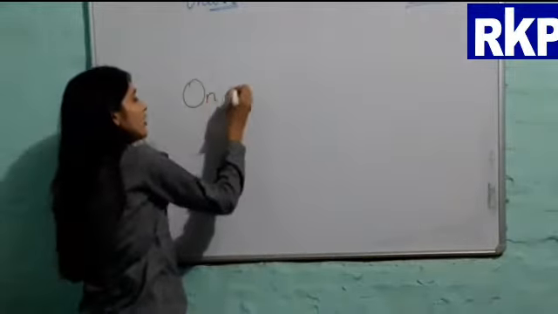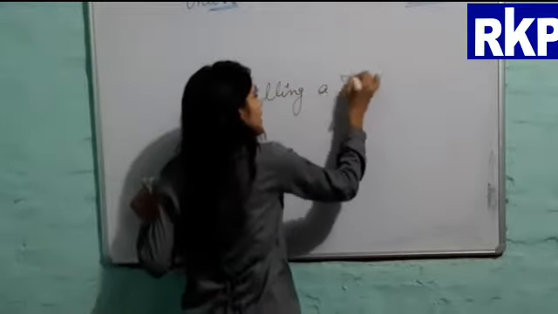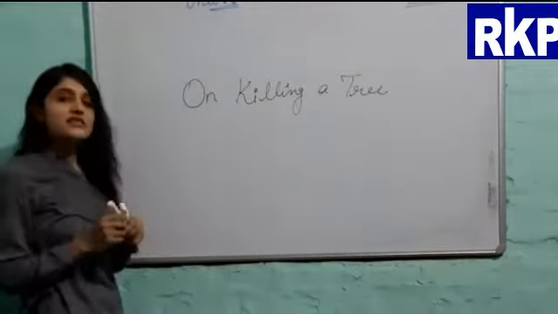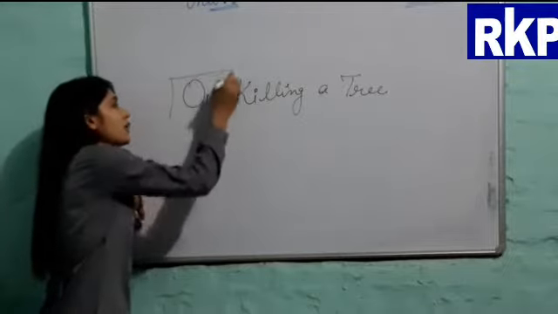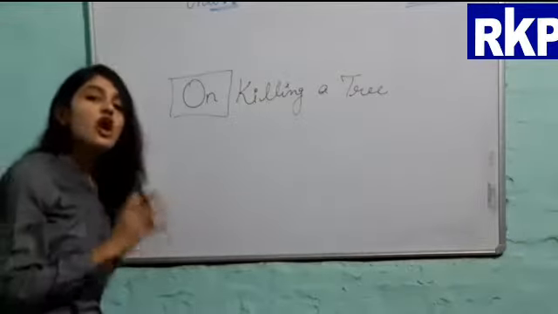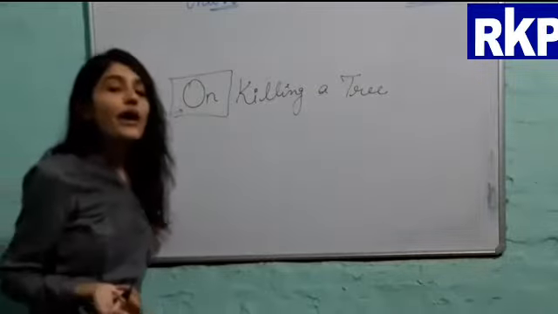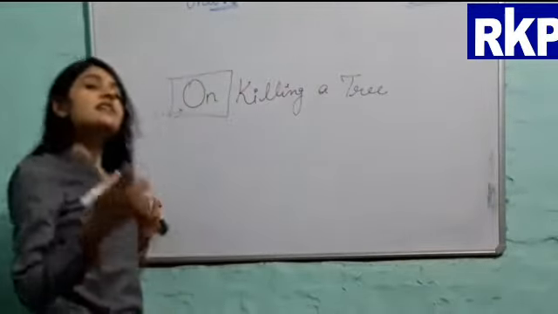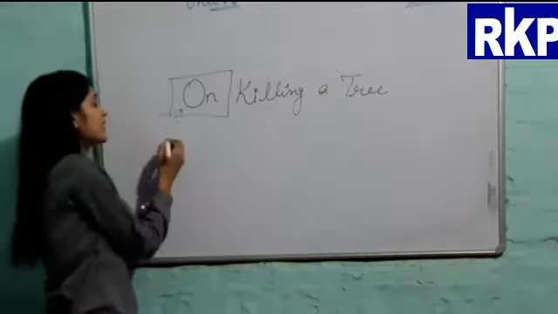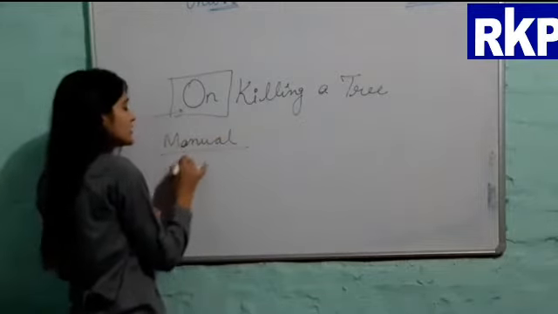As everyone knows, the title is On Killing a Tree. The very first view that we get from this title is that we are given a subject on which the poet is going to talk in the poem. Clear? So we can say that we are getting a manual or a to-do list type of thing.